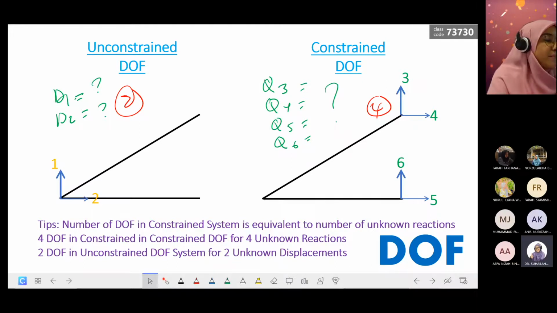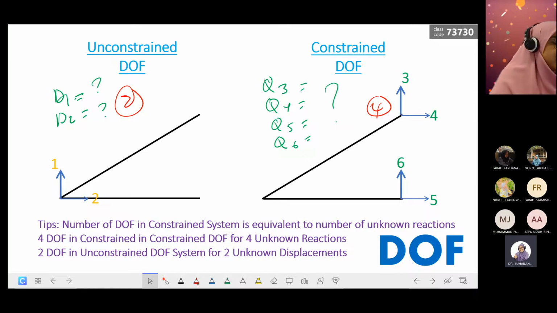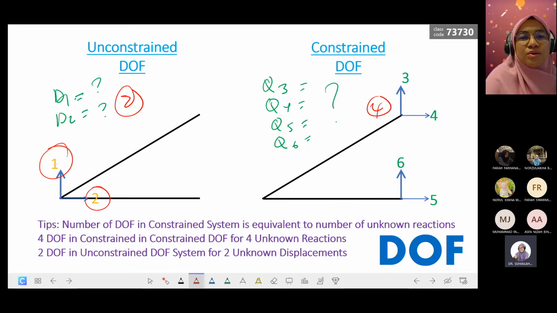Okay, so from the diagram, D1 means the vertical deflection. D1 means this position, D2 means this position, which is a horizontal displacement. Position 1 means a vertical displacement.